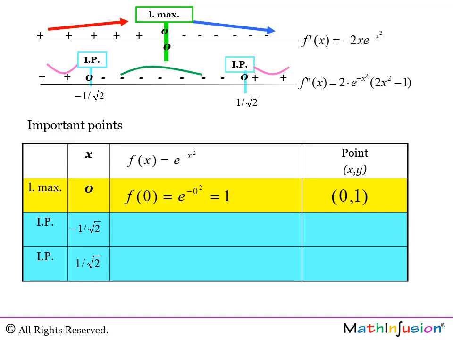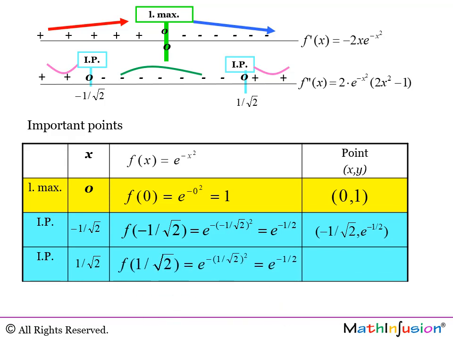Then we substitute negative 1 over square root of 2, and we get e to the power of negative 1 over 2. So the point is this. And then we substitute this number, and we get that.